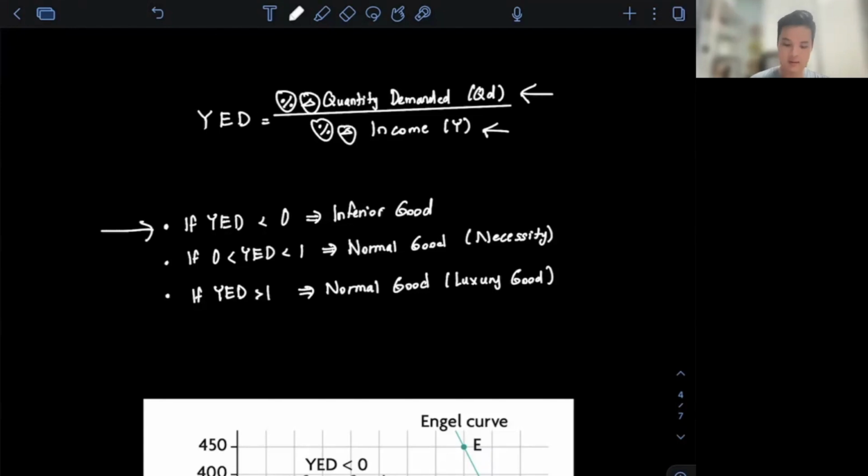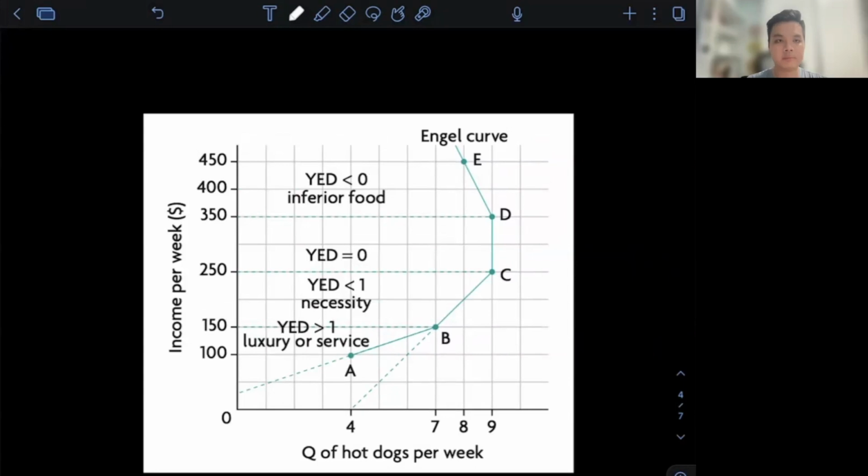Normal goods have a positive YED, which basically means that the YED is above 0, as you see in the second and third bullet points. So the quantity demanded for normal goods moves in the same direction, but the extent of this change depends on whether the normal goods are a necessity or a luxury good. So if the YED value is between 0 and 1, it is a necessity, and if the YED value is more than 1, it is a luxury good. All of these really depend on the proportion of change in the quantity demanded to the proportion of change in one's income. So all three types of goods can be reflected in what we call an Engel curve.